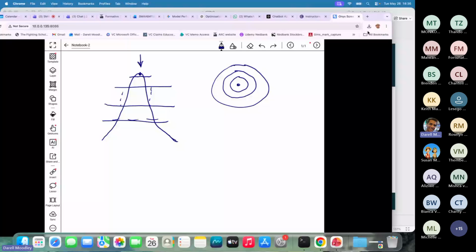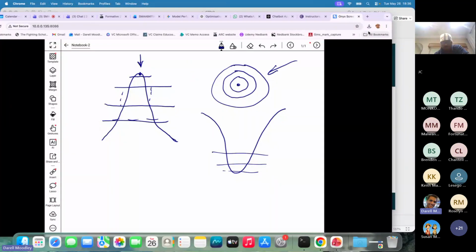If I were to reverse the mountain and do a valley like this, it's the same thing. I make cuts, you'll see the same visual that you see here. So when we say optimize, we're trying to find the values for parameters.